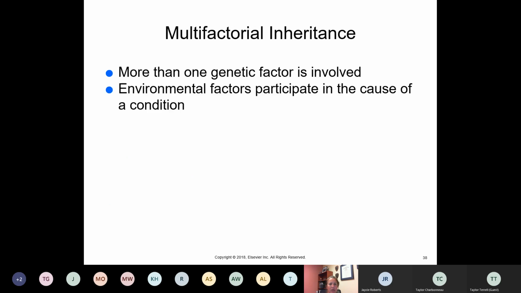And then there's always multifactorial inheritance patterns. So more than one genetic factor can be involved, like we were just talking about. Environmental factors also participate in the cause of a condition. So there's other things that play into that. But just from this, what I want you to understand is that there's a dominant and there's a recessive.